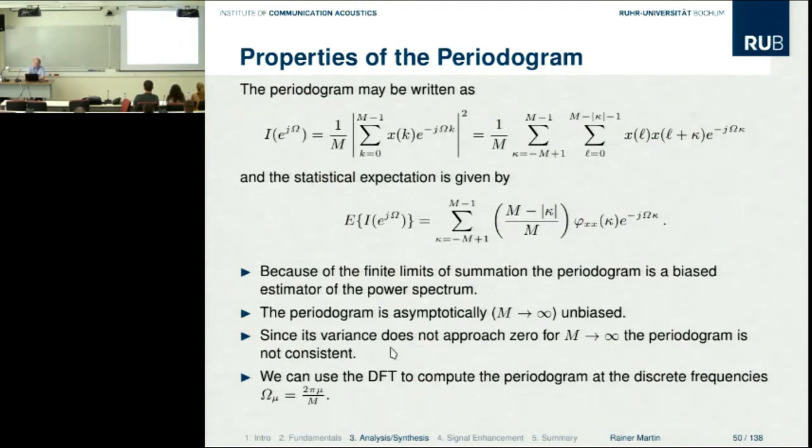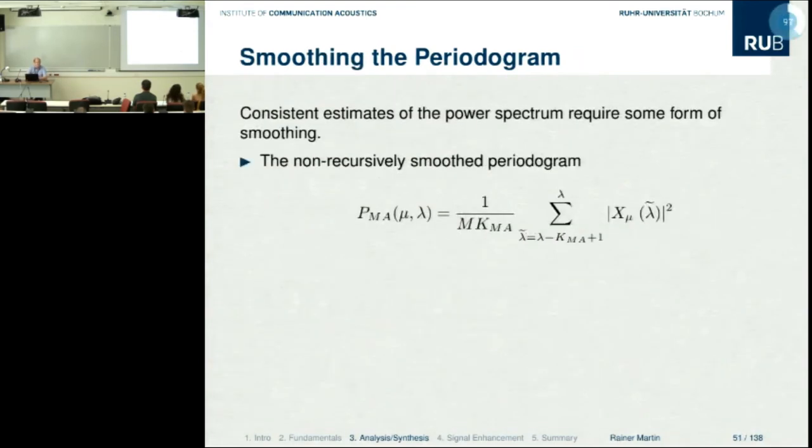So whenever we use the DFT coefficients as a power spectrum estimate, we need to do some smoothing. That is a message here. You should not use the periodogram directly as a power estimate because it has a high variance and it doesn't help to increase the DFT length. But you should do some smoothing in order to achieve a low variance power spectral estimate. Okay, so consistent estimates of the power spectrum require some form of smoothing.